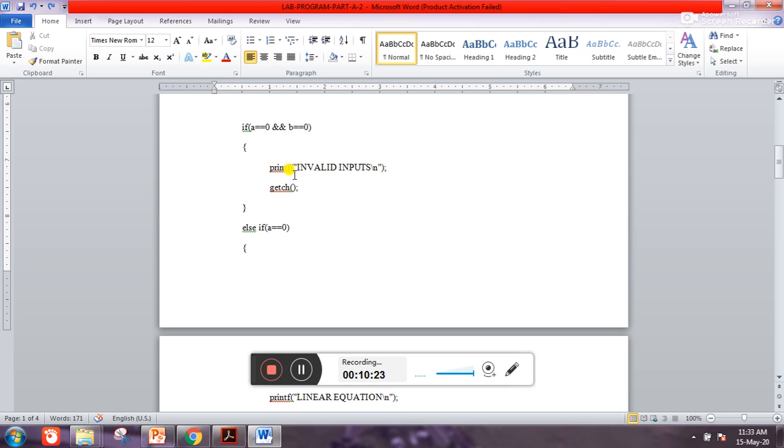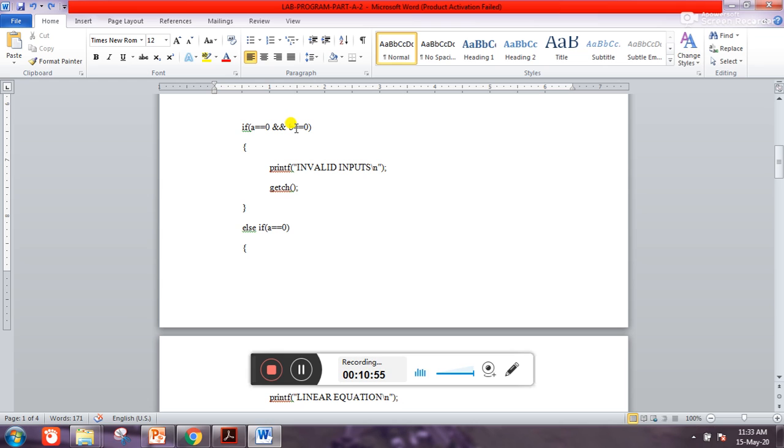So invalid inputs, and then here we need to stop our execution. That's why I mentioned getch here, to stop the execution. Here it will print the output. Next, we are checking multiple conditions, right? If this first condition is true, then it will execute the invalid inputs and print the output. If this condition is not true, that is, if the a value and b value are not 0, then it will go to the next condition.